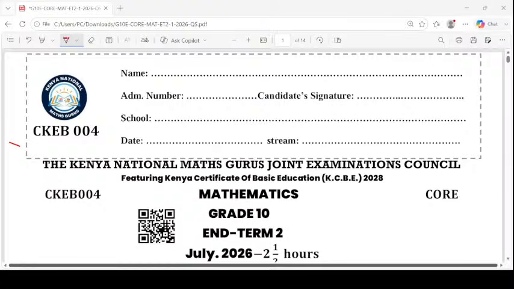We are going to discuss the entire paper, so stay tuned. Have your math tools ready with you, for it's going to be a very, very impactful revision.